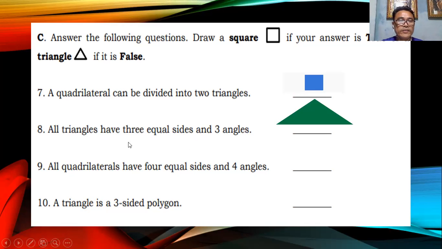Why? Because not all triangles have equal sides. Hindi po lahat ng triangles kakaroon ng equal sides. So all triangles have 3 sides and 3 angles but not equal.